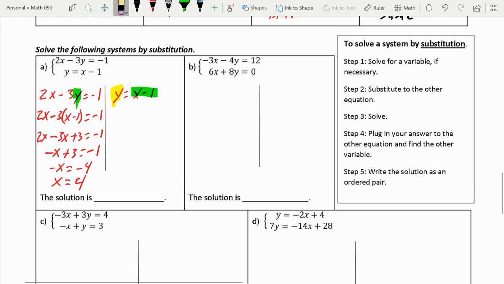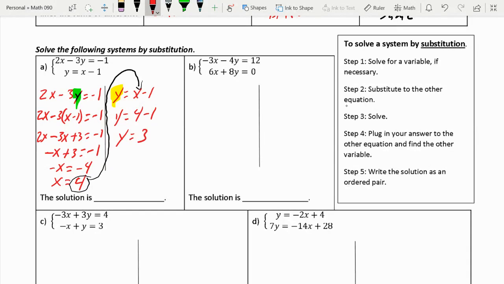Now that I know what x equals, I want to take this 4 and plug it into my other equation. So I have y is equal to 4 minus 1. So y is equal to 3. The solution, remember, is always x then y: 4, 3. There's my solution.